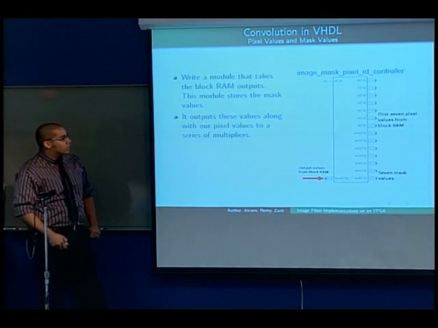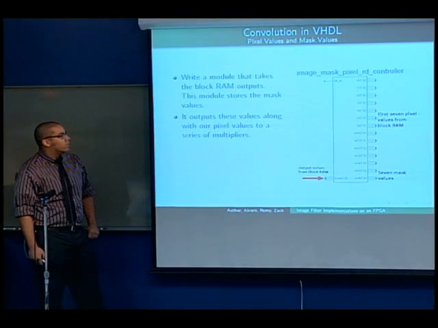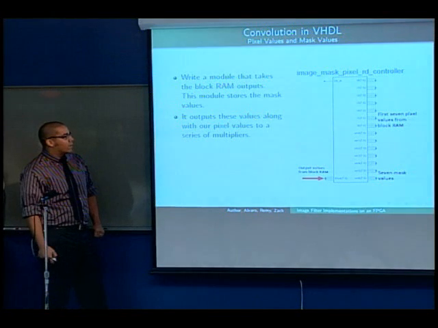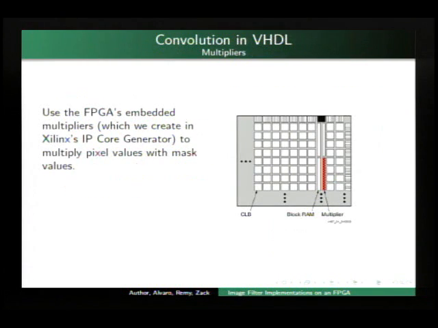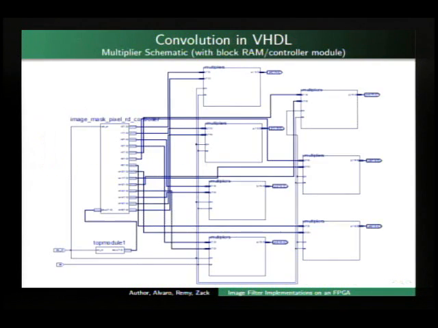Next, we write a module that takes the block RAM outputs, our pixel values, and this is where we store our mask values as well. On each clock cycle, this controller is going to output our pixel values and our mask values that are derived from the previous equation, the Gaussian equation we saw earlier. At which point, on the outputs of the last controller, we input those outputs into multipliers, which we create in Xilinx's IP core generator. That multiplies our pixel values with our mask values, giving us all our pixel values.